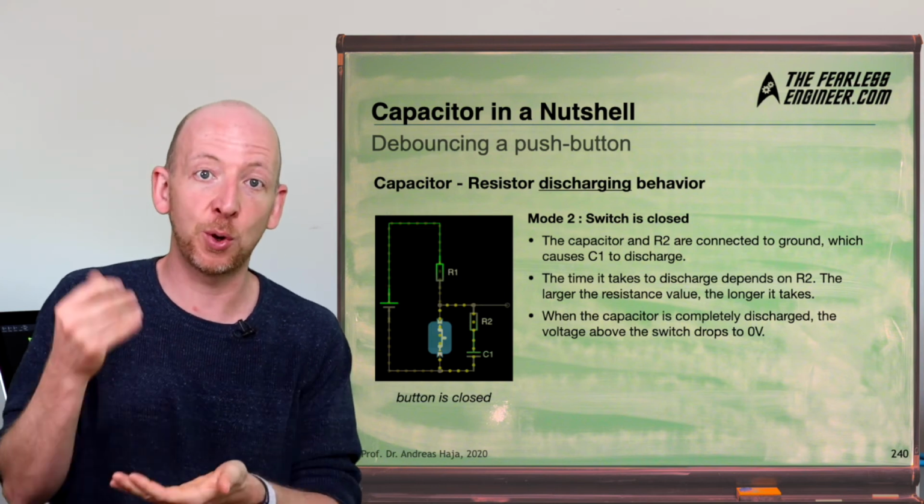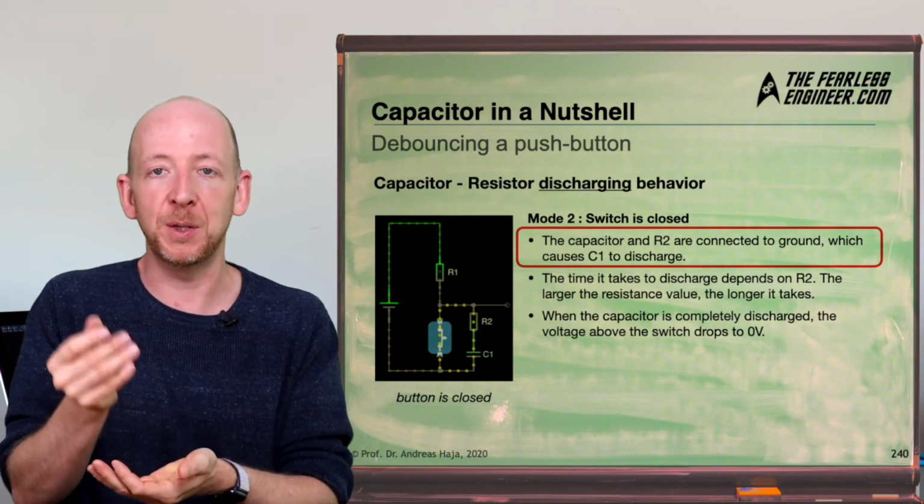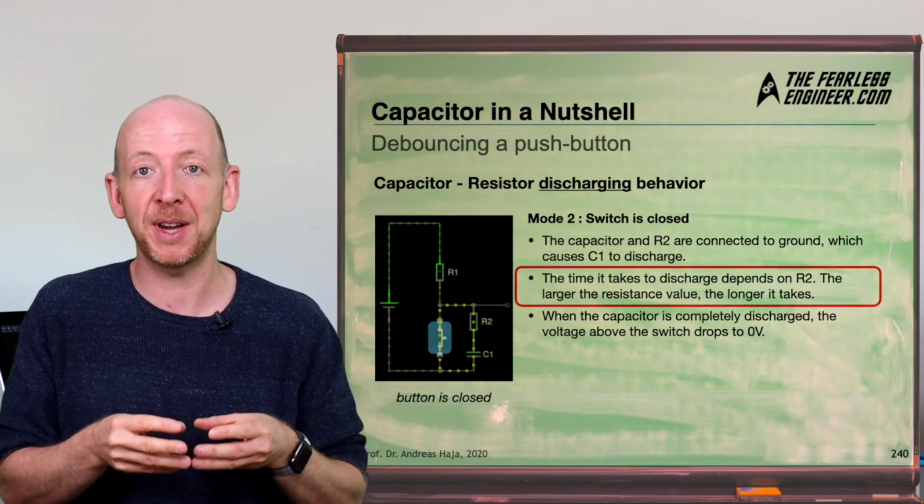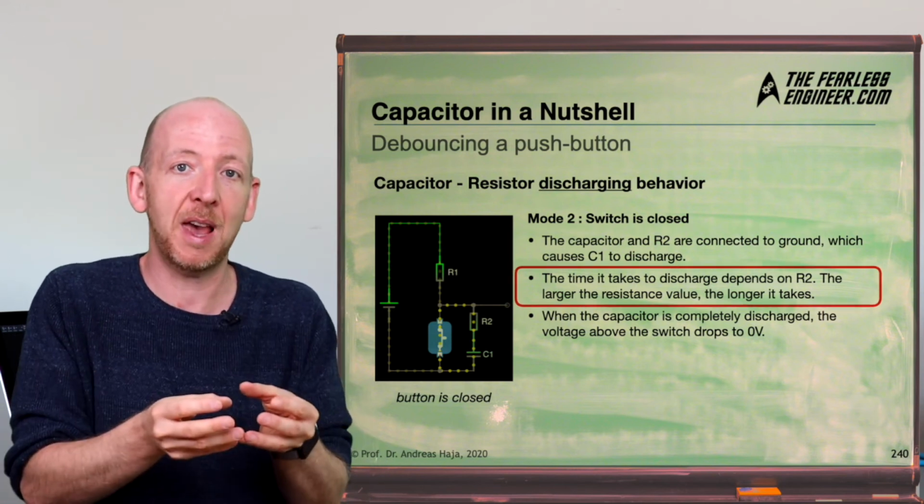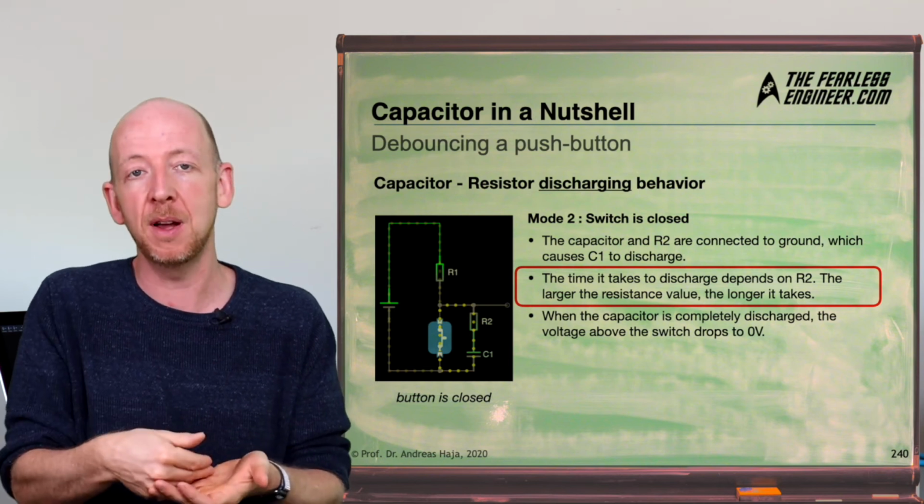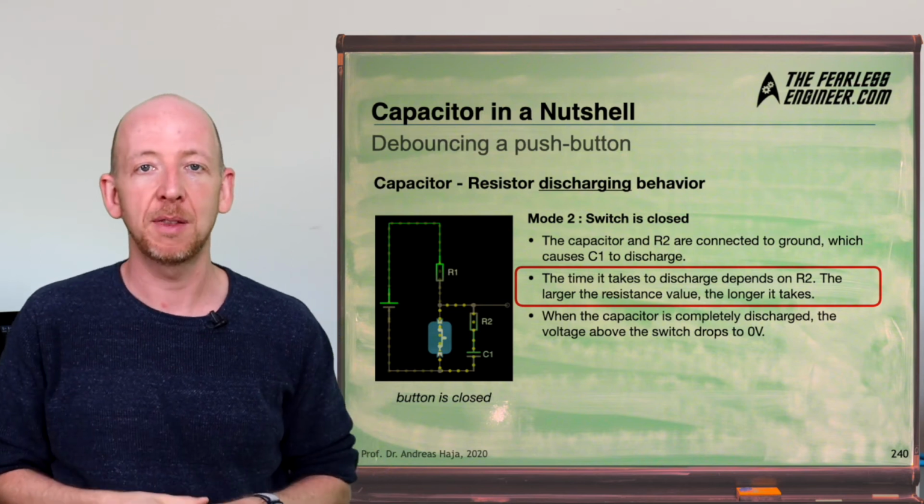When the switch is closed, the capacitor and R2 are connected to ground, which causes C1 to discharge via R2. And as before, the time constant is defined as the product of resistance and capacitance. But in this case, R1 does not play a role for the discharging behavior because the capacitor charge flows directly to ground after passing through R2.